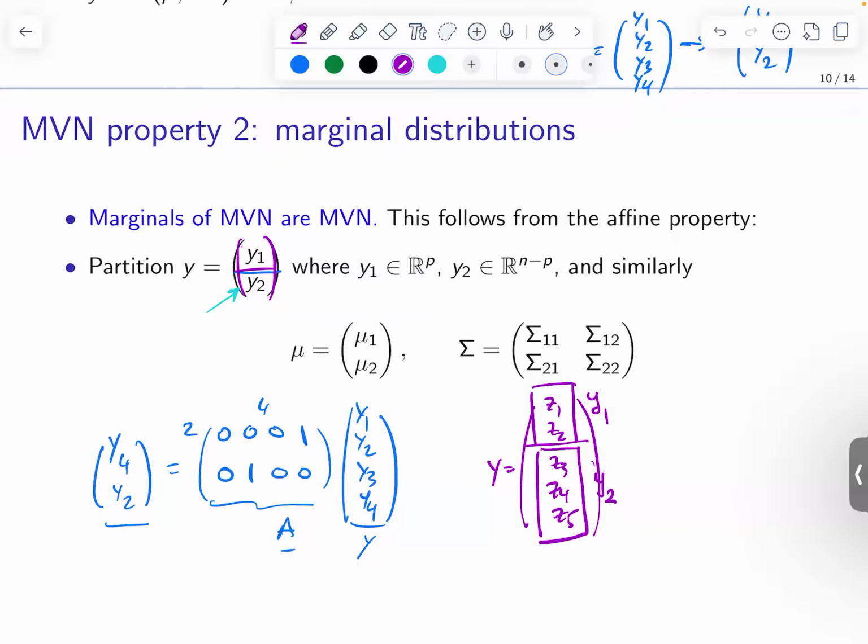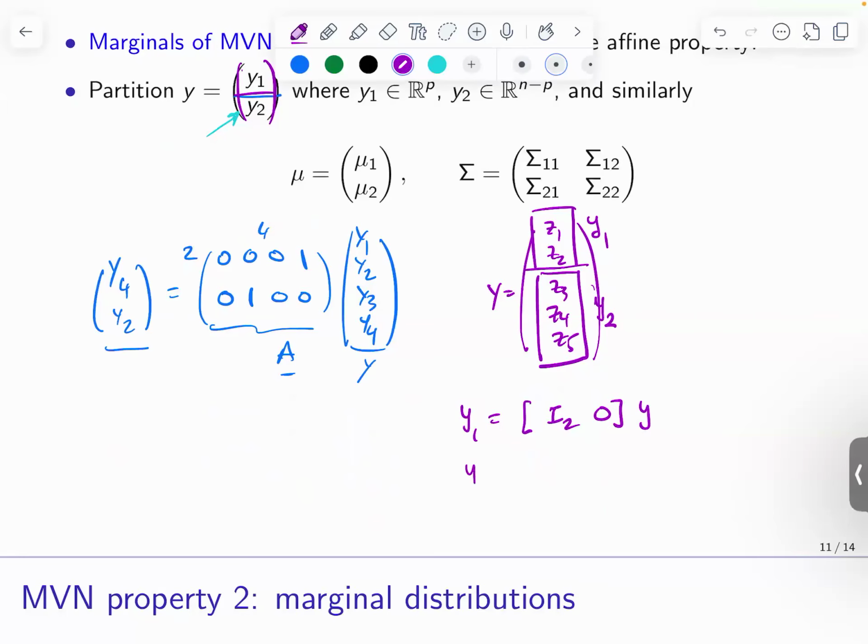And then y1, for example, can be written as, you can verify, identity 2 and then 0 times y. And the other one would be basically 0 and then identity 3. So with proper dimension, this would be 3 by 5, and this would be 2 by 5. And so on.